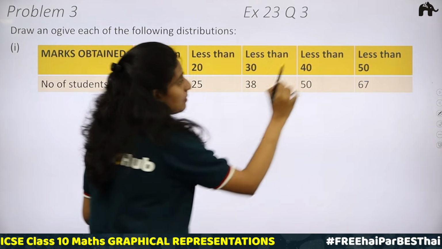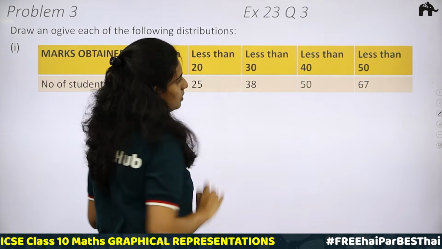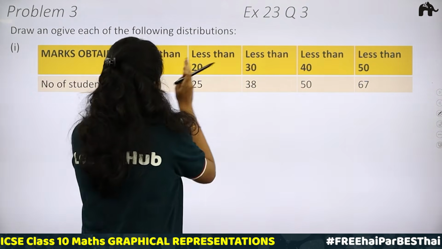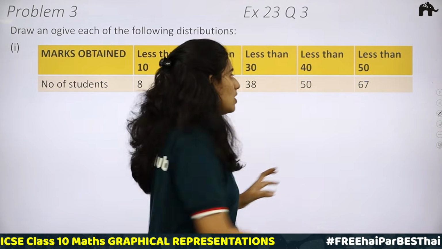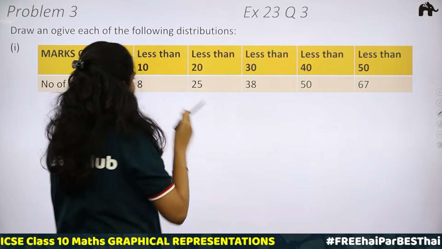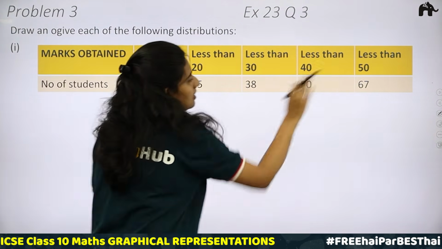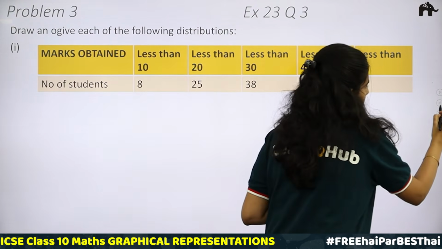Okay, since the mark is less than 50, it means all these students, that is less than 10, less than 20, less than 30, less than 40 will be included here. That's how we get 67. Here when you check these frequencies you can see they are increasing. Yes. Okay, let's draw the ogive.